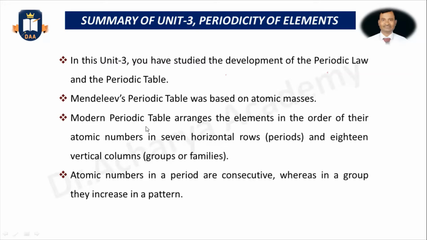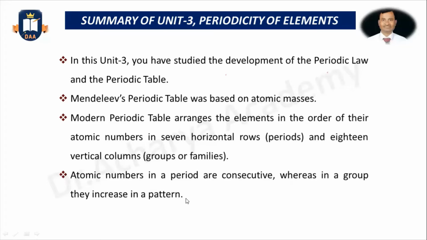In the modern periodic table, for further improvement, the elements are arranged in the order of their atomic numbers in 7 horizontal rows, that means 7 periods, and 18 vertical columns, that means 18 groups or families. Atomic numbers in a period are consecutive: 1, 2, 3, 4, 5, just like that. Whereas in a group, they increase in a pattern.